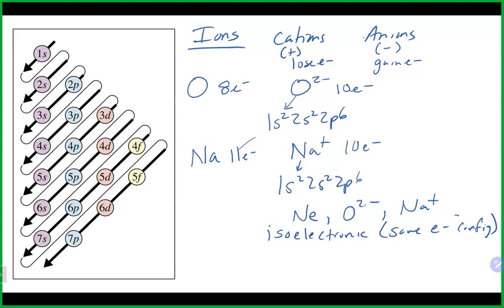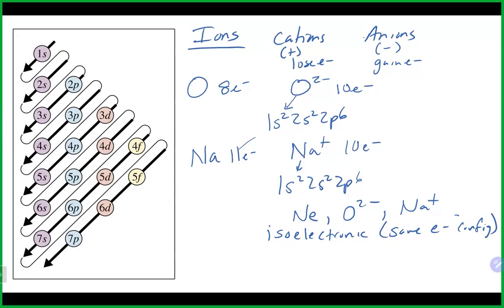The whole purpose of bonding, in a sense, is for everybody to end up with the same electron configuration as the noble gases, because everybody wants to be like them. Everybody wants to be that stable. And the way that metals and non-metals could do that is by gaining and losing electrons.